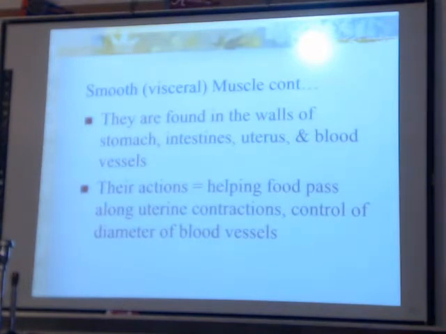So remember where they're found, because a question I may ask would be, which of the following is not a location that you would find smooth muscle? And I might say stomach, uterus, blood vessels, and the thigh. Well, you wouldn't find it in the thigh. So what they do is they help, like it said, uterine contractions. It can help control the diameter, how quickly blood flows through the body. They also control how food passes through the body.